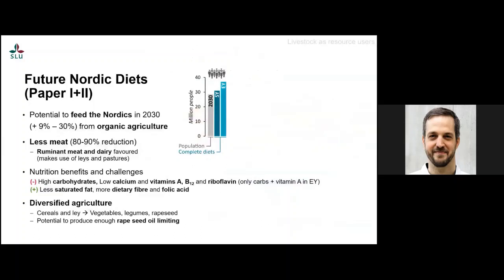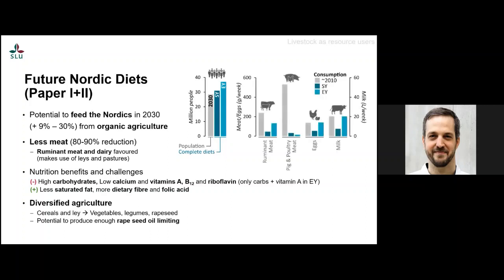So the results showed that the scenarios could support a large population in the Nordic region, exceeding the projected 2030 population, despite the switch to organic farming, which means lower yields and that we devote a large area of cropland to ley cultivation. But this did, however, also imply large dietary changes, most notably a strong reduction in meat consumption, with across the two scenarios between 80 to 90% reduction compared to current consumption levels.